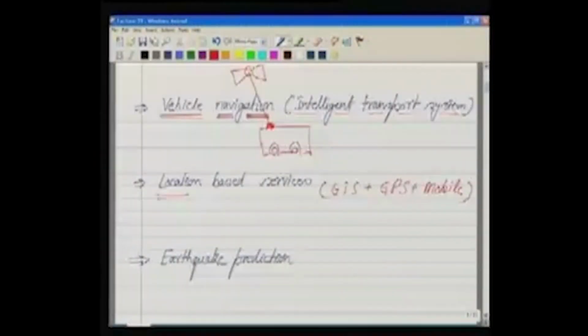Then, next application we can see as location-based services. Location-based services means they combine GIS, GPS, and some mobile communication technology. GIS, though in our very first lecture we talked about the GIS a little bit, we can consider as a set of data. Our terrain is in our computer in the form of maps or layers of the information.